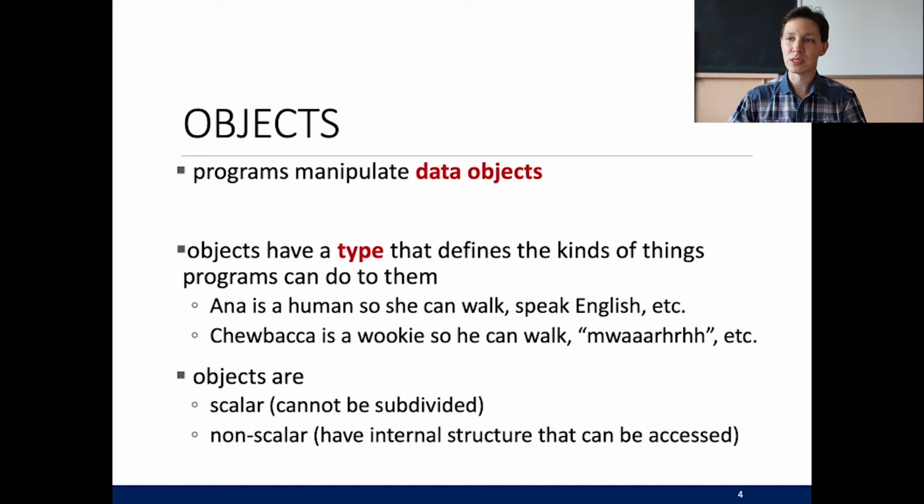Programs consist of objects and manipulate objects. Objects in Python have a type that defines what kind of operations programs can execute on them. Some real-world object examples. For instance, Anna is a human. She can walk, speak English, maybe other languages. And Chewbacca is a Wookiee, so he can walk, produce different sounds, and do some interesting things. Okay, so objects can be scalar or atomic, meaning they cannot be subdivided into smaller parts, or non-scalar. Objects have an internal structure you can access in your code.